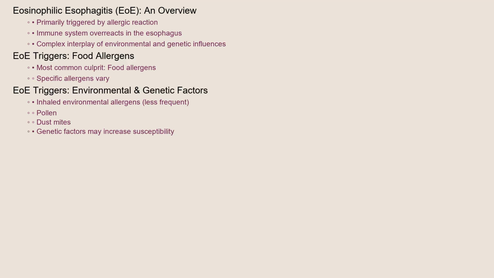Eosinophilic esophagitis, or EoE, is primarily triggered by an allergic reaction. While the exact causes are still being researched, the most common culprit is food allergens. These allergens prompt the immune system to overact in the esophagus. Inhaled environmental allergens, such as pollen or dust mites, can also contribute, although less frequently. Genetic factors may also play a role, making some individuals more susceptible to developing EoE. It's a complex interplay of environmental and genetic influences that ultimately lead to this condition.